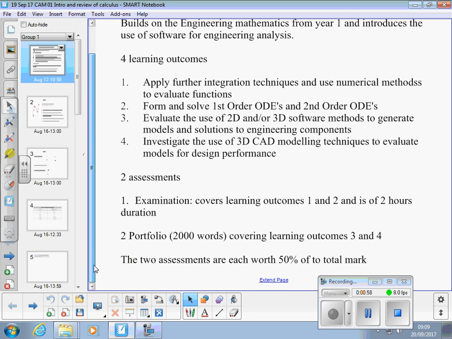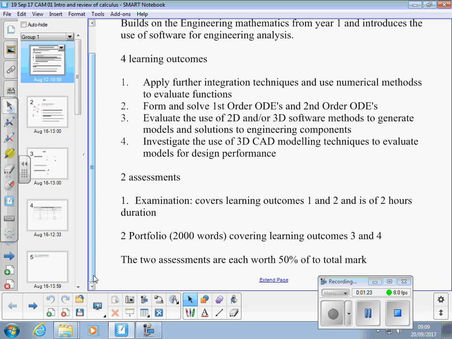The examination, which covers learning outcomes 1 and 2, and is of 2 hours. There's a slight caveat to that. The numerical methods in learning outcome 1 is included in the assignment because it's time consuming and not really easily assessed in the examination. When you come to do them, you'll kind of see why.